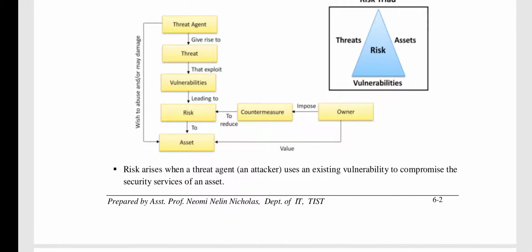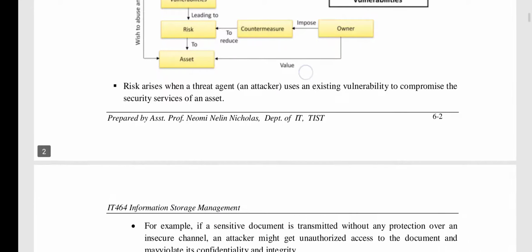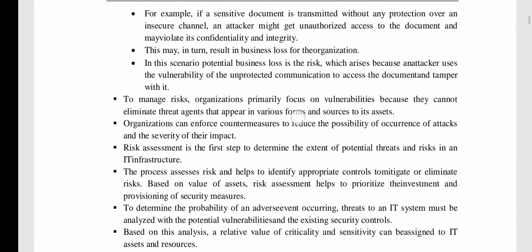So here is the explanation of what risk is. Risk arises when a threat agent uses an existing vulnerability to compromise the security services of the asset. So the threat uses the vulnerability to compromise the asset. You have these three points coming in, the triad, and that is all risk is about. That's why it's called the risk triad. Just go through it.